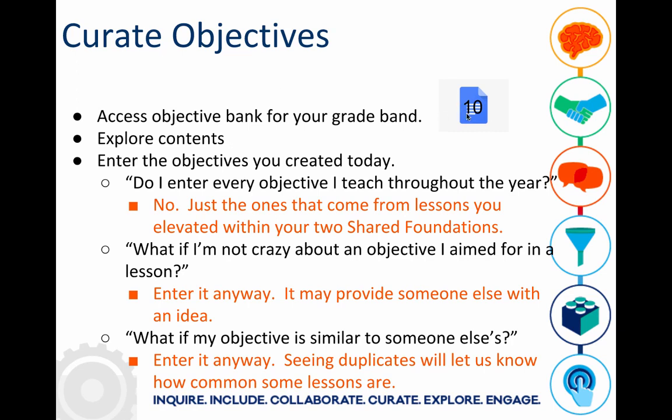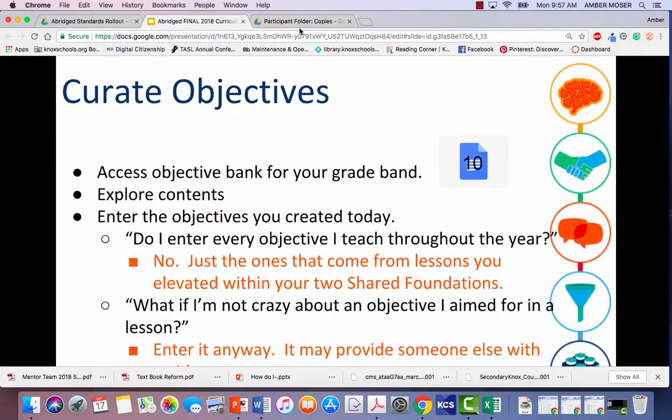If you open file 10 in your participant folder, you're going to see a document that has 3 links on it. The links are for an elementary spreadsheet, a middle school spreadsheet, and a high school spreadsheet. And these are going to become objective banks. So you're going to open up the one that matches the grade band that you teach in, and actually, I'm going to open that up now.